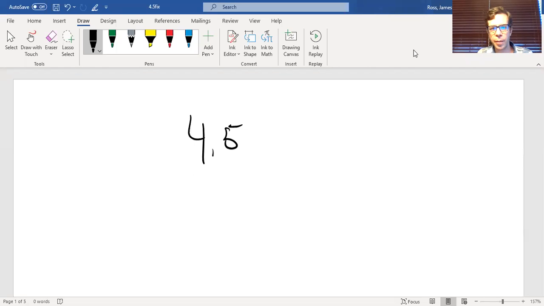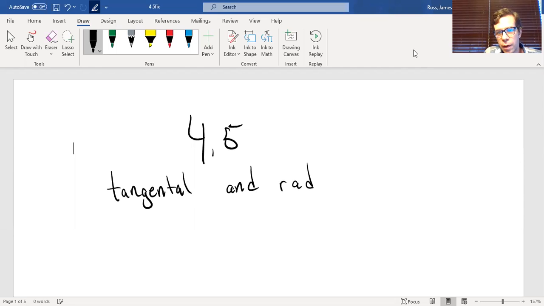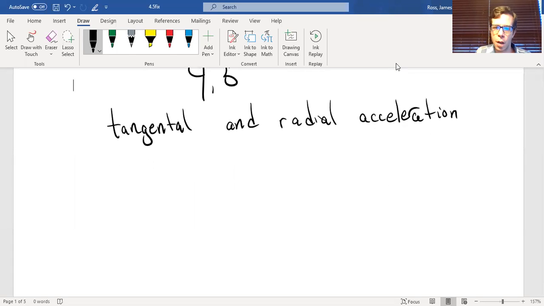All right, we want to talk about section 4.5, tangential and radial acceleration. So let's first be very explicit in how we define tangential and radial.